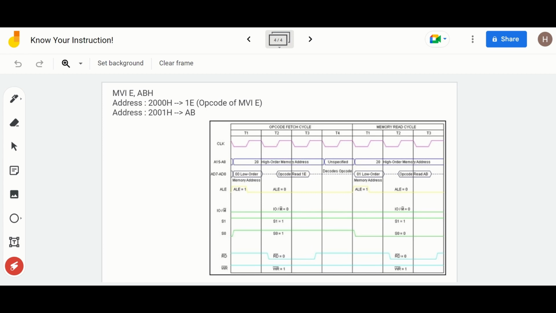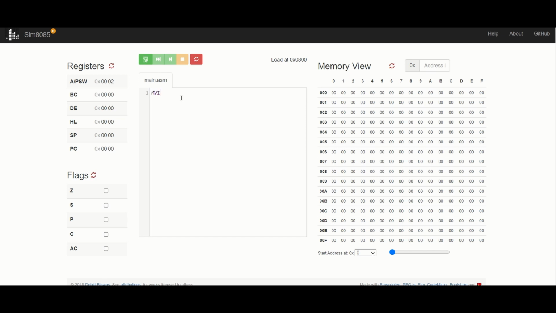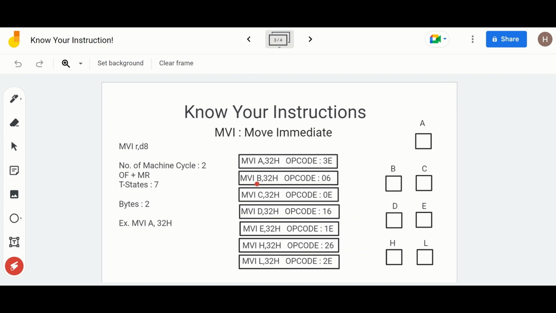Now let's try to learn it by executing it in sim8085. I want to write MVI A comma 32H. That means I want to store 32 in the accumulator. So here I'm running it. Alright, see, the program counter is showing memory address 800, so I'm going to write 0800 here. See, 3E and 32. What is this 32? This is my data. What is this 3E? 3E is the opcode for MVI A, 32.